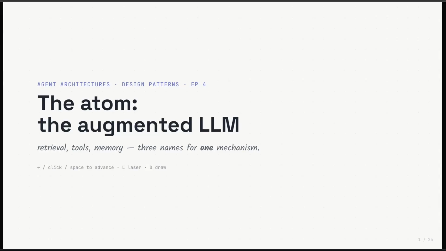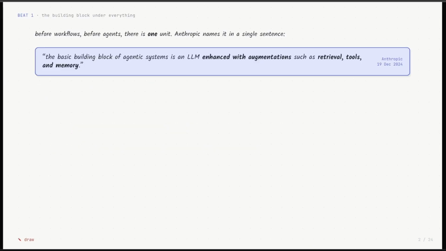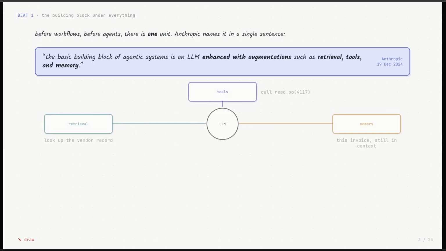This episode is called The Atom, the Augmented LLM. Retrieval, tools, memory, three names for one mechanism. So, actually, Anthropic defines it in one sentence. It's the basic building block of agentic systems, which is an LLM that is enhanced with augmentations, such as retrieval, tools, and memory. So it's not a framework, it's not LangGraph or LangChain, it's not a loop, it's a model with three things bolted on.